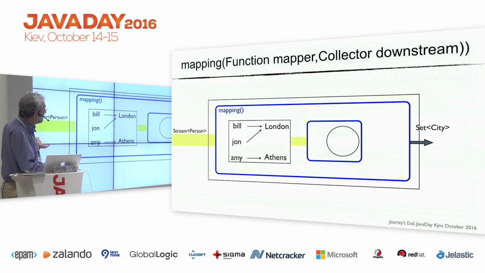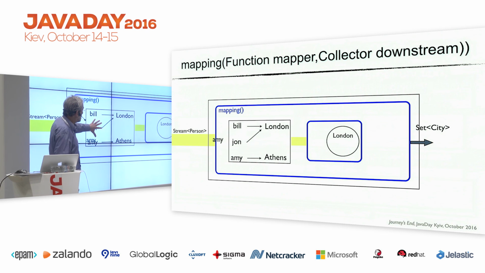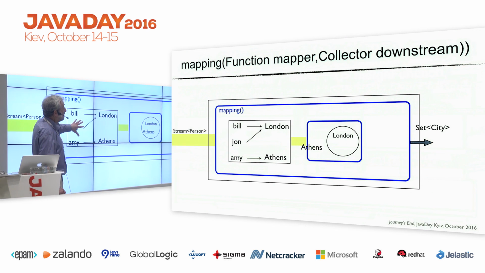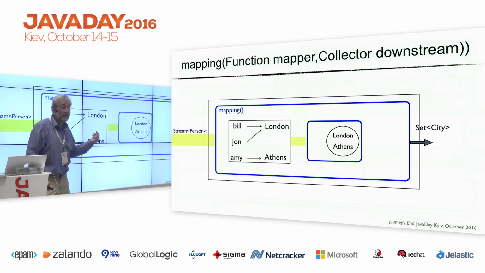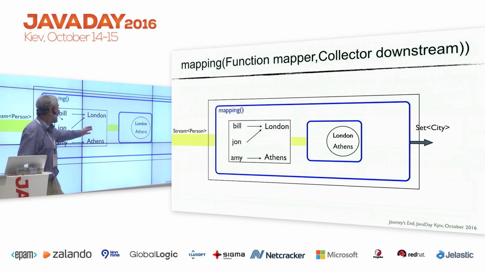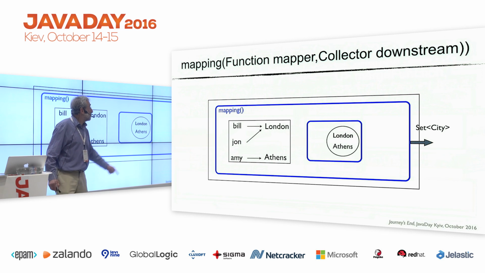And I guess this is kind of obvious here, I mean, the way it's going to work. Each one of the values that we get out of this, we're transforming each one of these things into the city property, each one of these person objects into the city property. And then what we're doing is we're putting them into a toSet collector, and it's the set that will then be emitted.